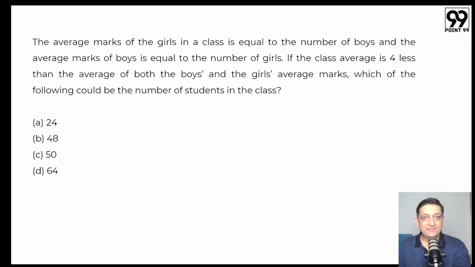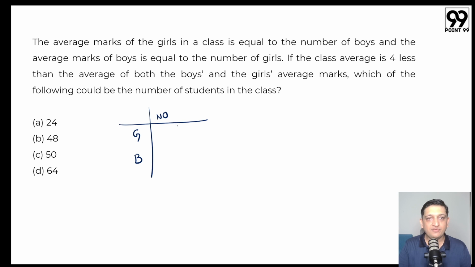Let's look at this question. The average marks of the girls in a class is equal to the number of boys. So the average marks of the girls is equal to the number of boys, and the average marks of boys is equal to the number of girls. So there are two parameters here. One is of course in terms of gender. We have girls and boys, and then there is a certain number of girls that are present. There is a certain number of boys that are present, and we also know the average marks.